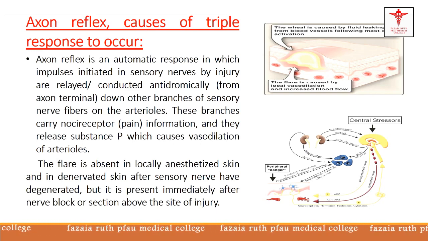These branches carry nociceptor pain information and they release substance P and other mediators which cause vasodilation of arterioles. This flare is absent in locally anesthetized skin and in denervated skin after the sensory nerves have degenerated, but it is present immediately after the nerve block or section above the site of injury. Why is this so? Because the axon reflex is a local response and it is mediated due to the release of chemical mediators locally.